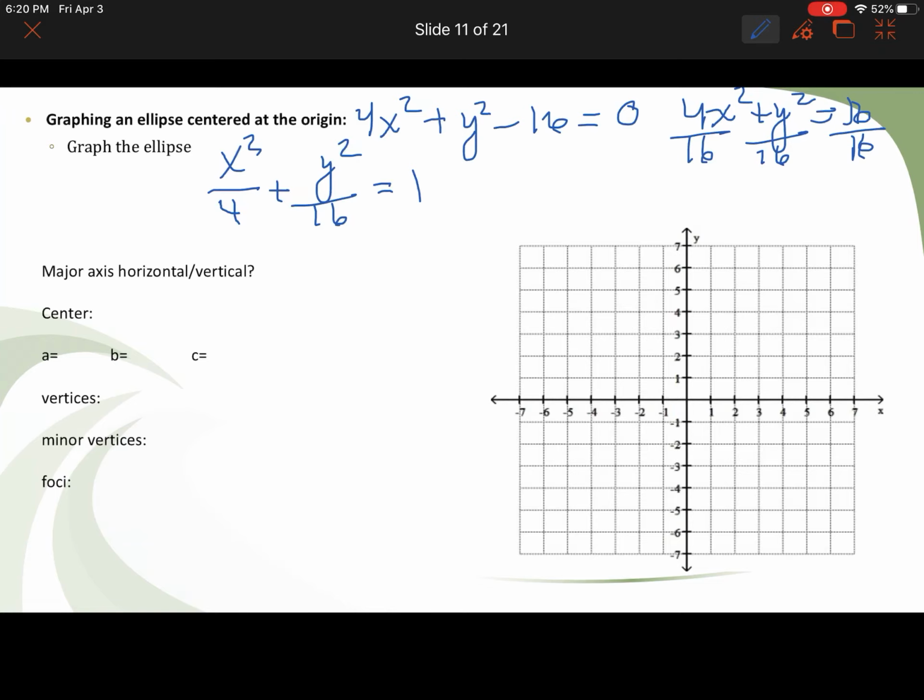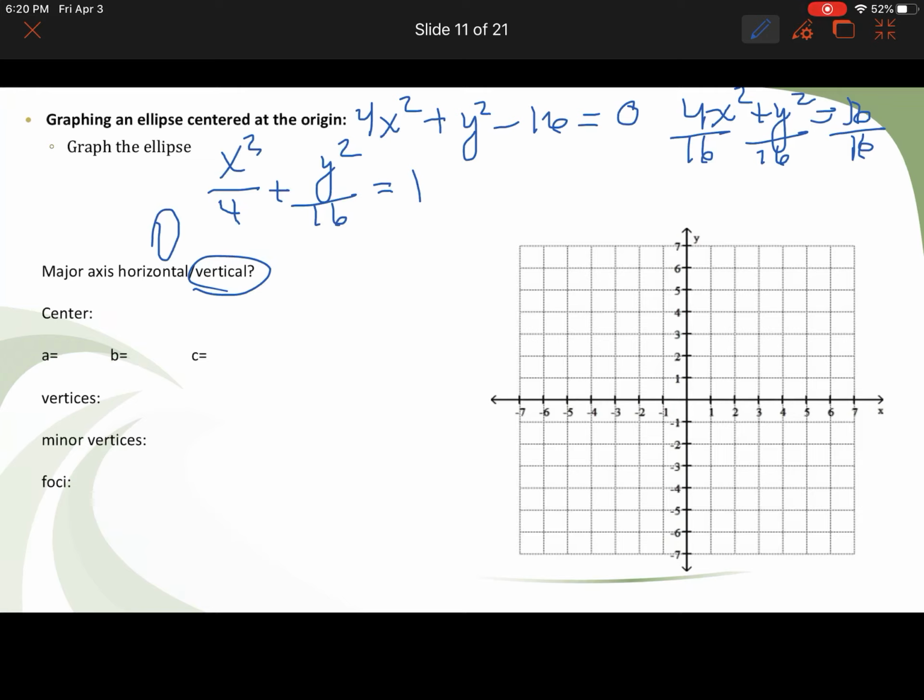So you try to answer the question before I answer it. See if you can get it right. So is this horizontal or vertical? If you remember, the bigger number tells us, the one that it's under. So the bigger number is 16, so that's under the y squared. And so it's parallel to the y-axis, which means it's vertical, right? That means it's looking like this. It's going up and down.